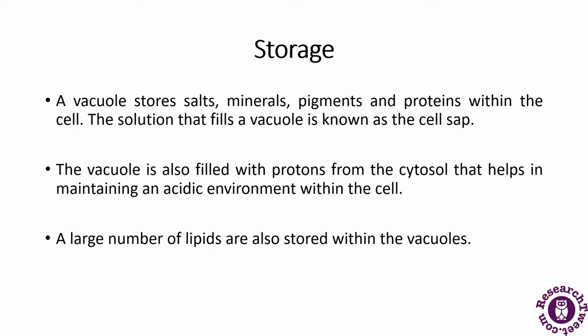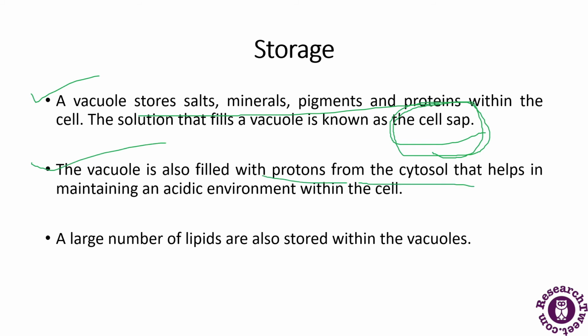So storage, it is a vacuole that stores salts, minerals, pigments, proteins within the cell, and the solution that fills a vacuole is known as the cell sap. So what is cell sap? The solution which fills the vacuole is known as the cell sap. The vacuole is also filled with protons from the cytosol, and it helps in maintaining an acidic environment within the cell.